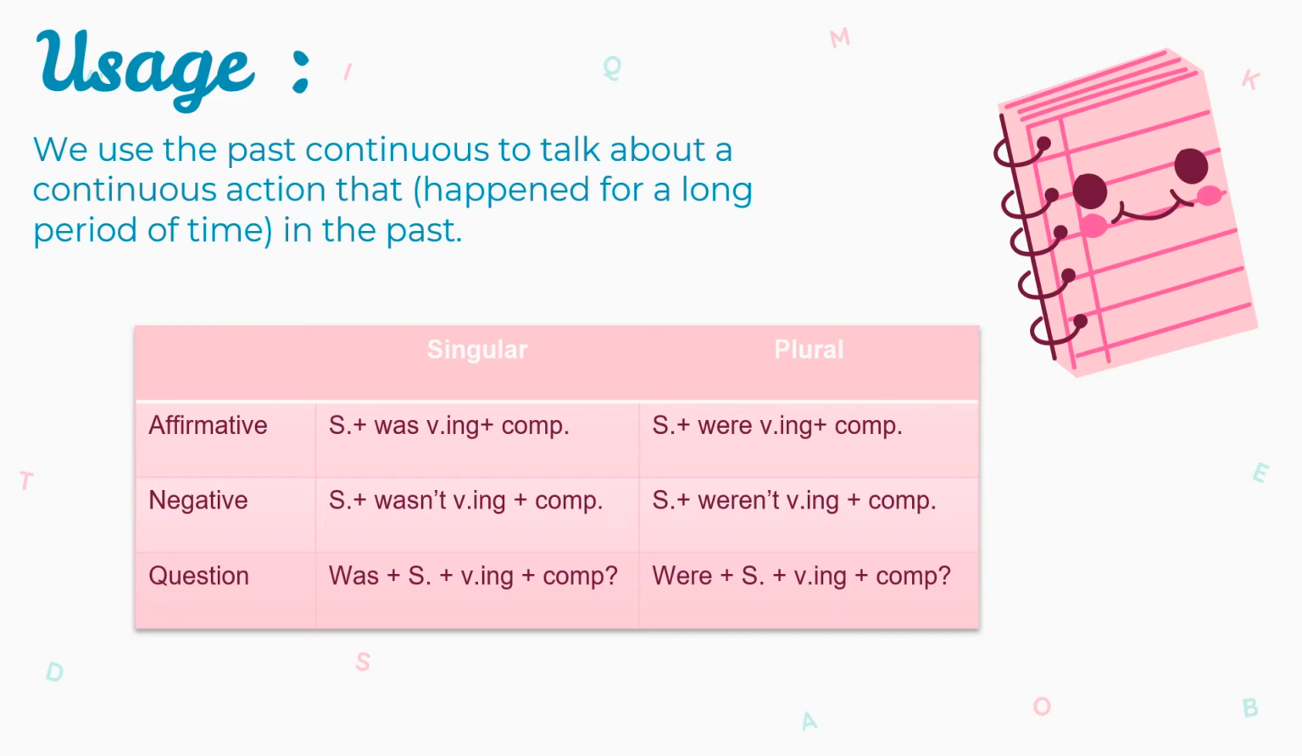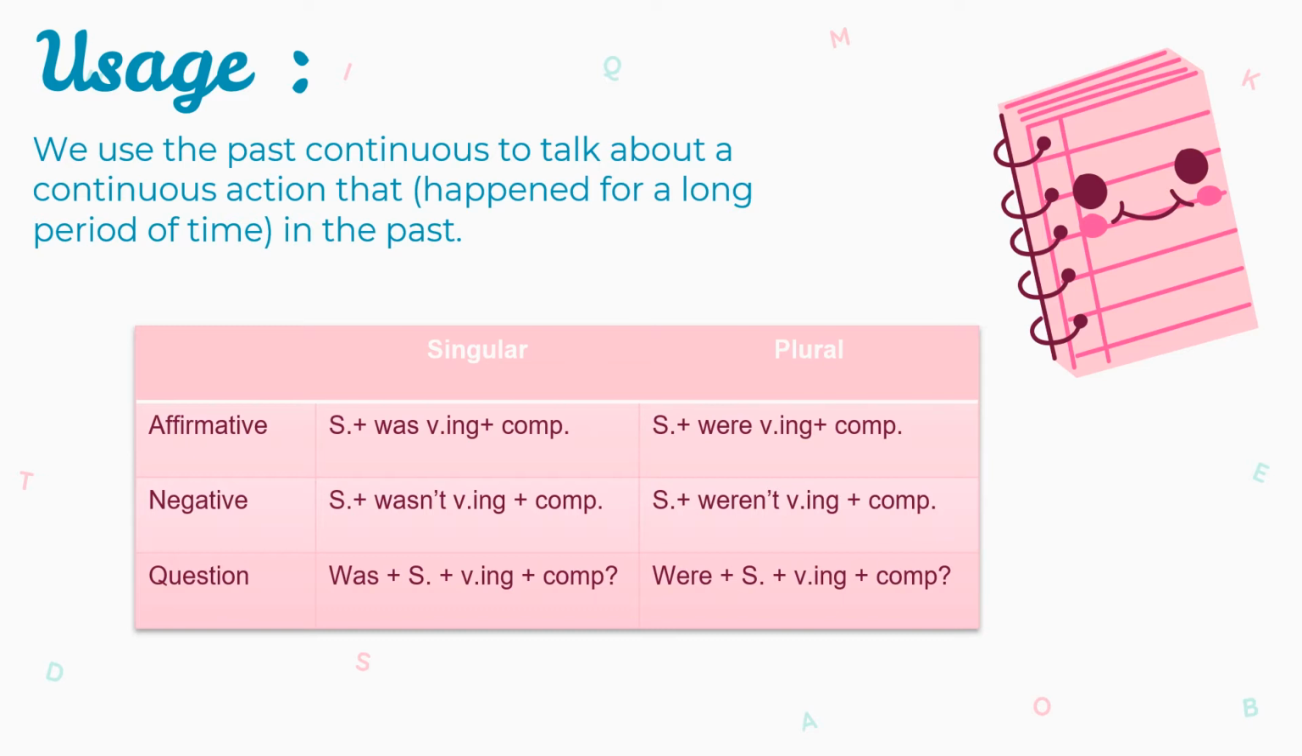If I want to change it into negative, all you have to do is to add not to was. So it's going to be wasn't plus the verb ing. If I want to change it into a question, you have to switch between the subject and was. So it's going to start with was, followed by the subject, verb ing, and the complement. So this is for the singular. For the singular, we are using was plus verb ing.